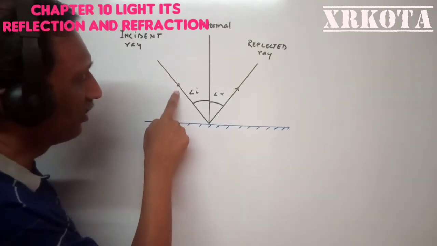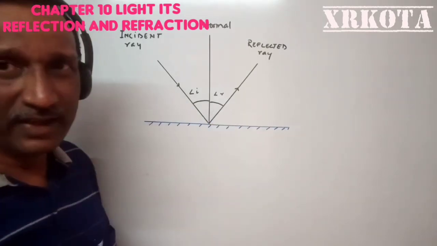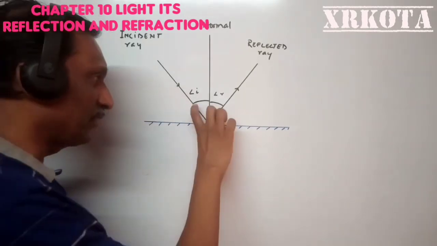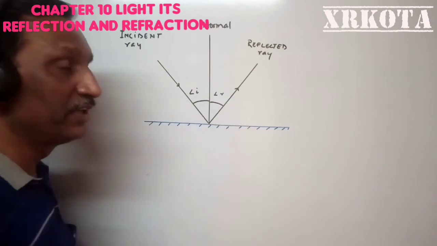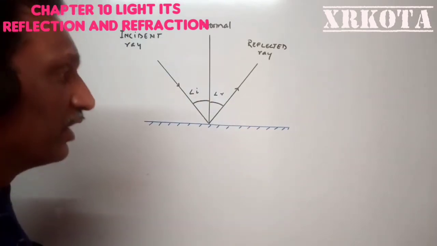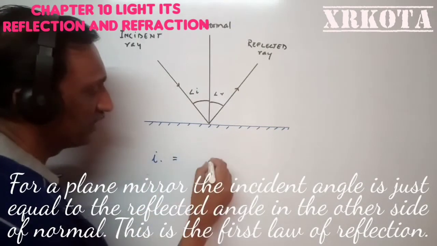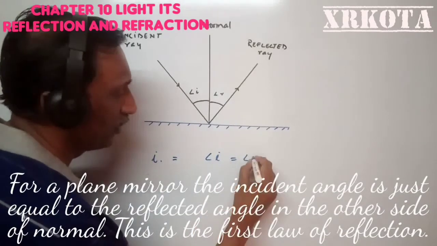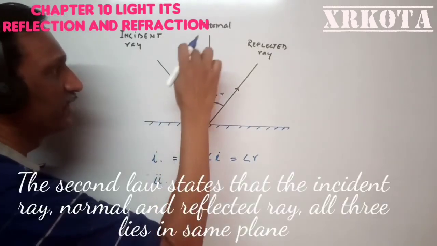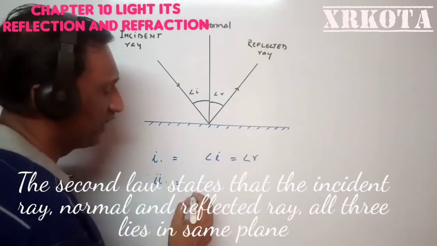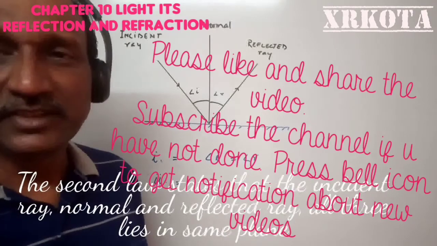So when a ray of light falls on the normal obliquely, then after reflection it will be reflected in another direction. The angle between the incident ray and the normal is called the angle of incidence, and the angle between the normal and the reflected ray is called the angle of reflection. The first law says for the plane mirror that the angle of incidence is equal to the angle of reflection, and the second law says that the incident ray, the normal and the reflected ray all three lie in the same plane. So this is all about plane mirrors. Thank you.